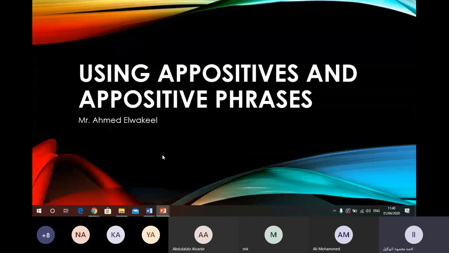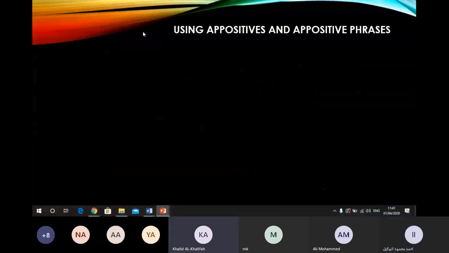Today we are having page 57, using appositives and appositive phrases. If you can remember yesterday, can anyone tell me what we had yesterday? Prepositional phrases. Bravo, Sam. Prepositional phrases.